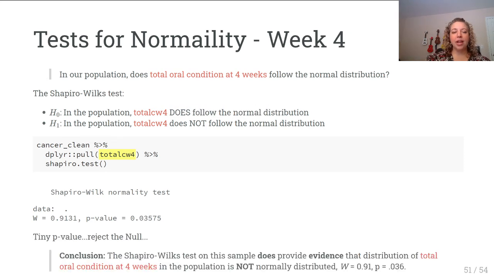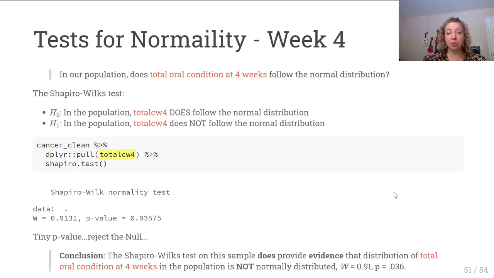So the way we would write it up is Shapiro-Wilk test on this sample does provide evidence that the distribution of total oral condition at week 4 in the population is not normally distributed. Again, with our test statistic W, don't worry about what that means, and our p-value. Again, for APA, for test statistics, you want 2 numbers after the decimal, and you'd have a 0 in front of the decimal in this case. In p-values, we want 3 numbers after the decimal and no 0 in front of the decimal.